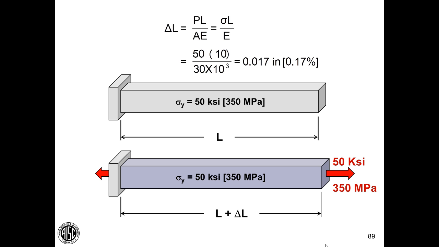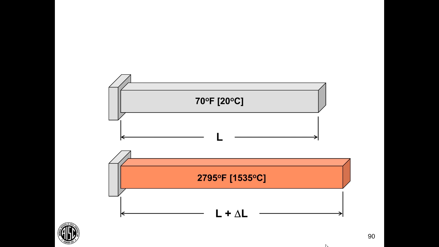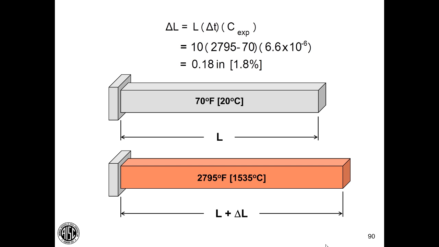Now let's take that same 50 KSI bar and heat it from room temperature up to the point of melting. We could calculate the delta in length due to thermal expansion. And when we do that, we find it expands 0.18 inch, or 1.8% for a 10-inch long bar.